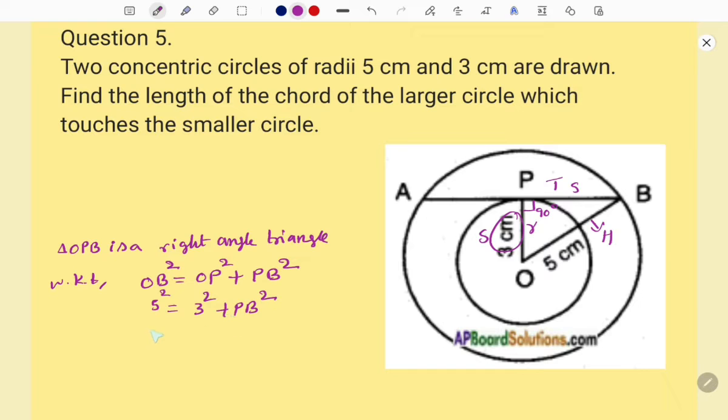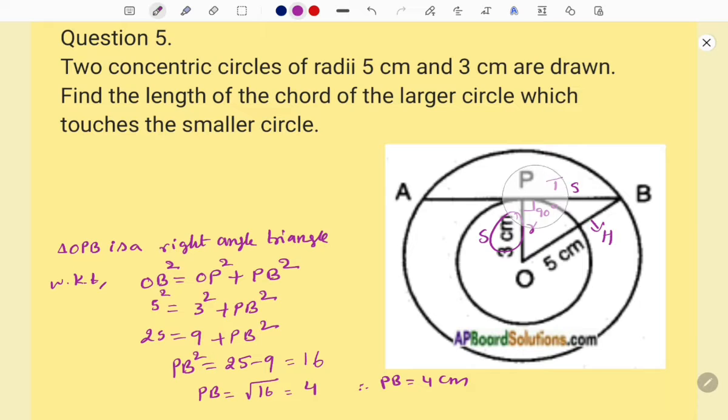Now you can simplify this. 25 is equal to 9 plus PB square. Here PB square is equal to 25 minus 9, that equals 16. Then we get PB is equal to root 16, that equals 4. Therefore PB is equal to 4 centimeters.